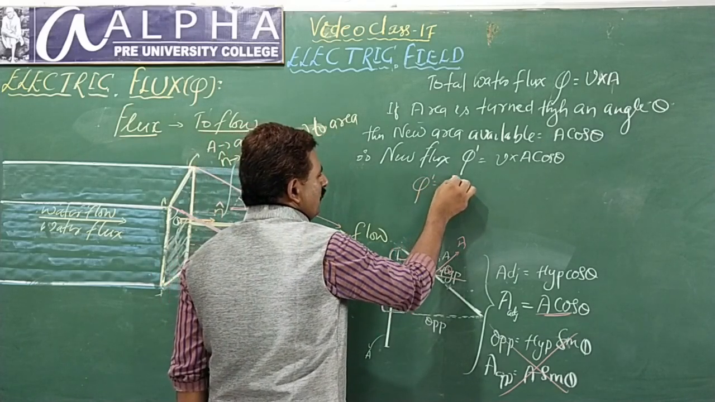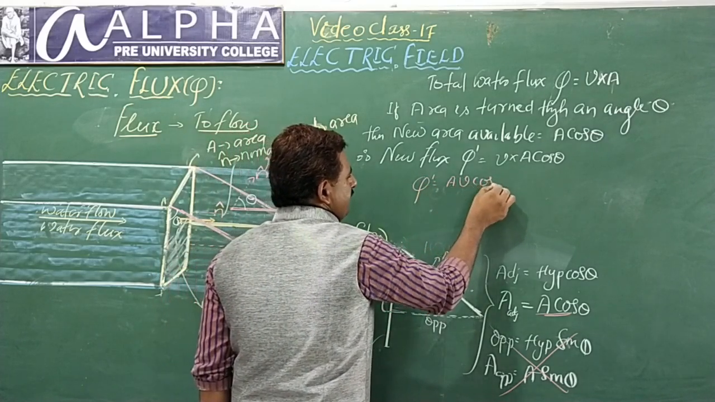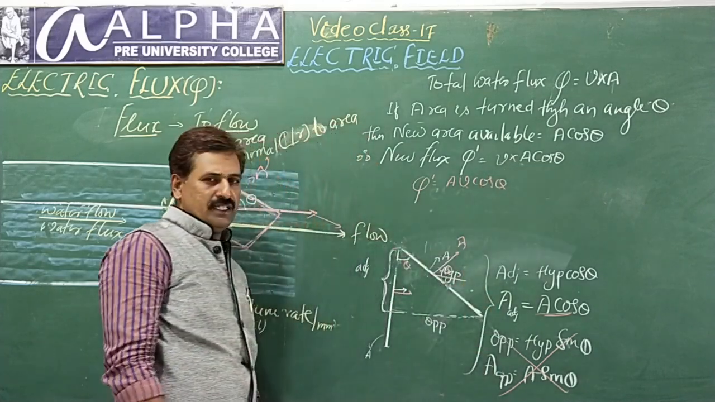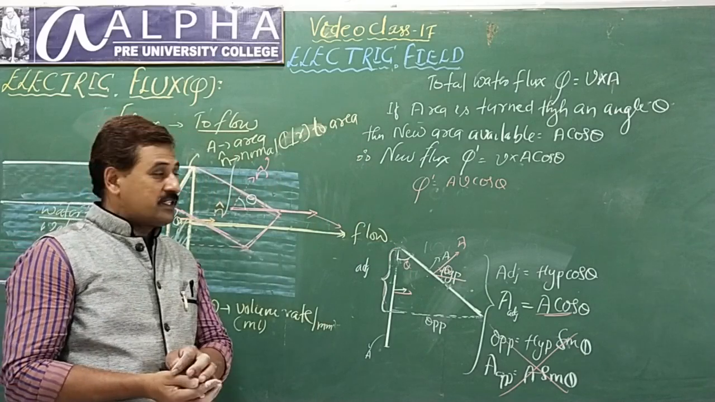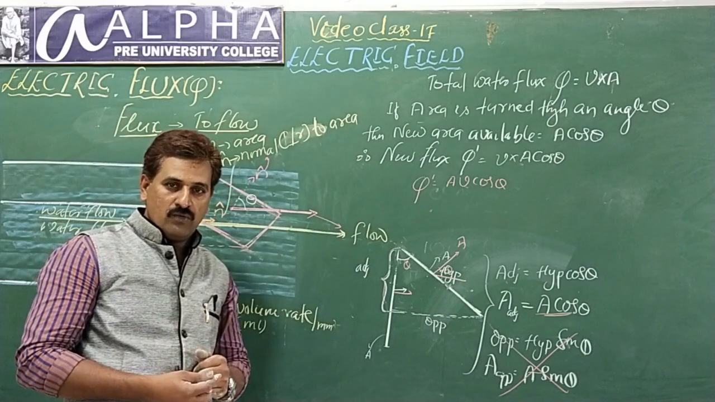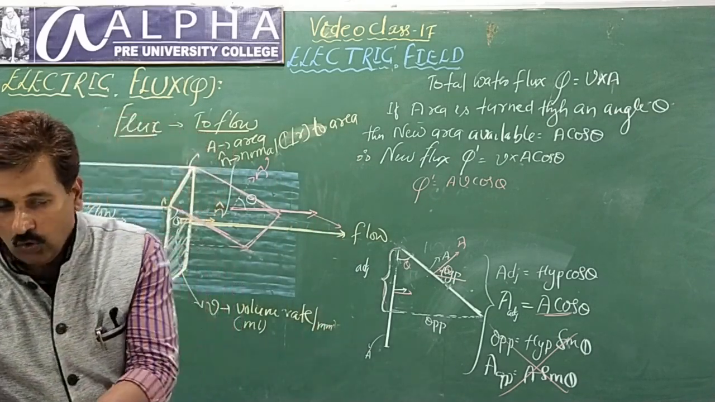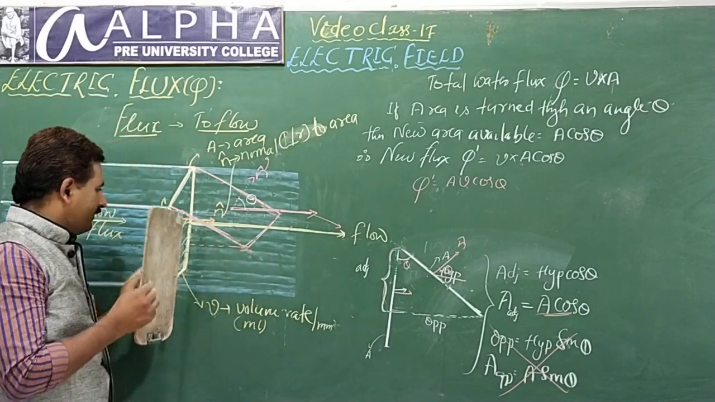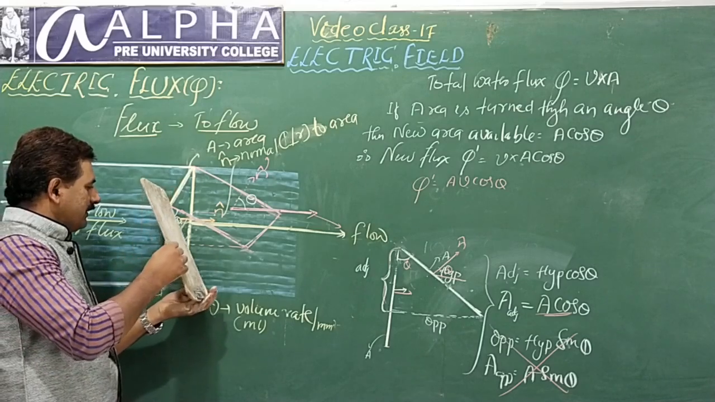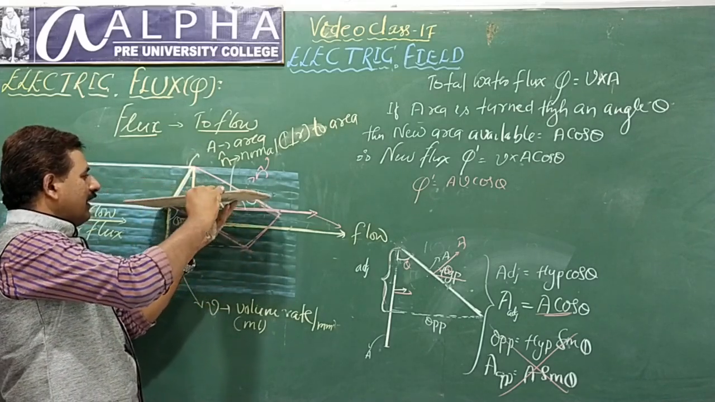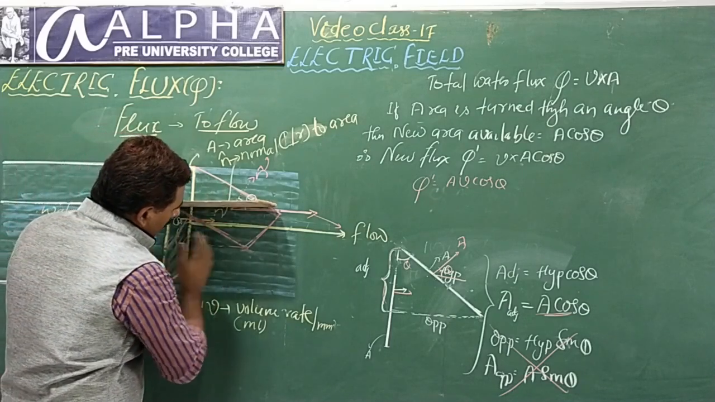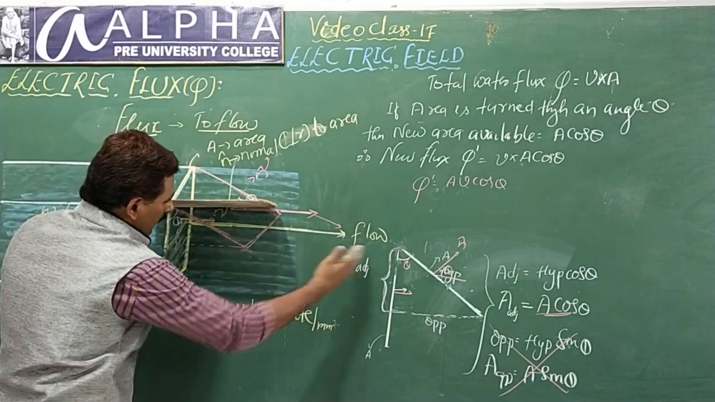Phi dash equals A into V into cos theta. You can write AV cos theta or V into A cos theta, and this is a general expression. What's the meaning of that? If I hold the area at any angle with respect to this, like this, like this, even like this, the area here is parallel to the flow.